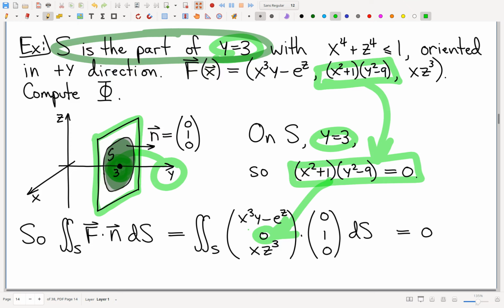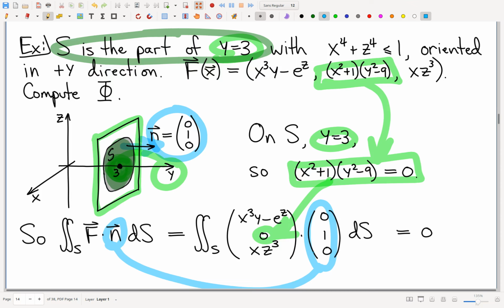Now, there's another nice thing that happens, independent of the plane having y equals 3, is the fact that y is a constant. And when y is a constant, my normal vector is easy to write down. This being y equals a constant, this plane is perpendicular to the y-axis, which means the normal vector is parallel to the y-axis. So again, easy to write down what little n is. And little n is 0, 1, 0.